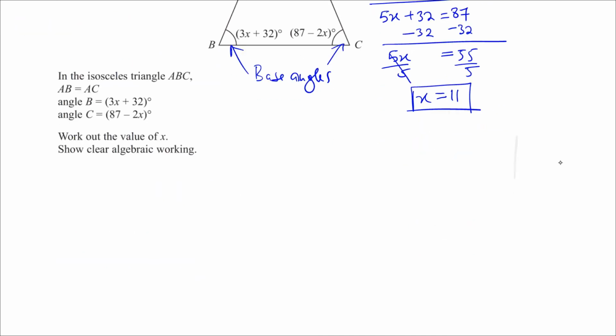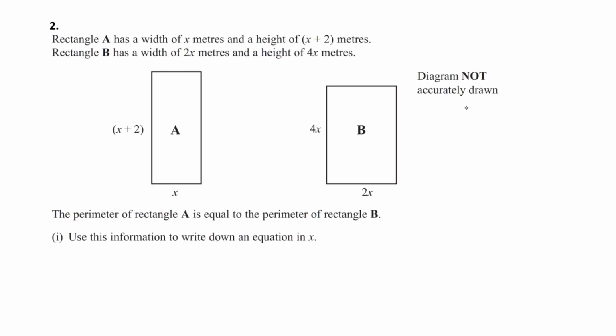All right, let's look at number 2. So in number 2, we have rectangle A that has a width of x centimeters and height x plus 2 centimeters. And then we have rectangle B, which has width 2x and height 4x. So these are rectangles, which means that opposite sides are equal. So this will be x plus 2, and that will be x. Here, that will be 4x, and that will be 2x.